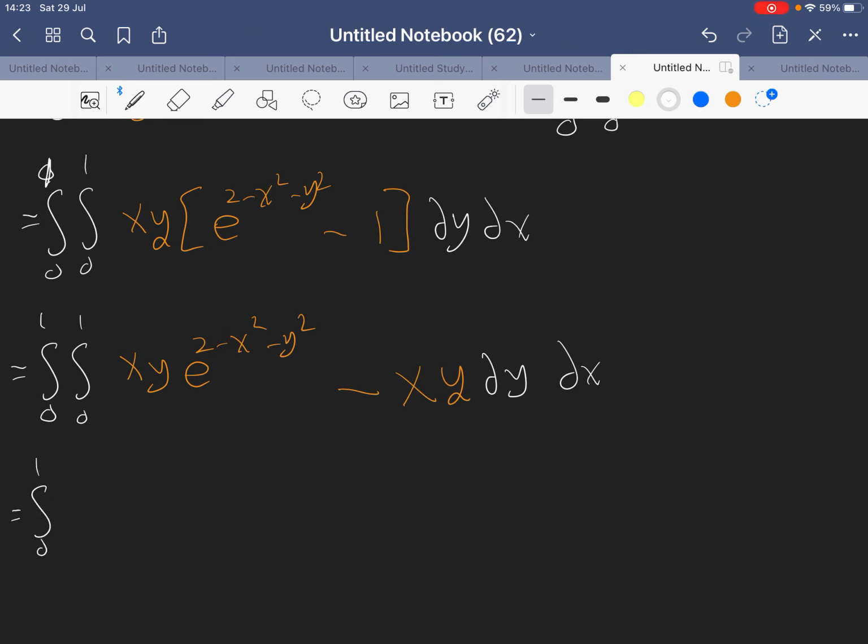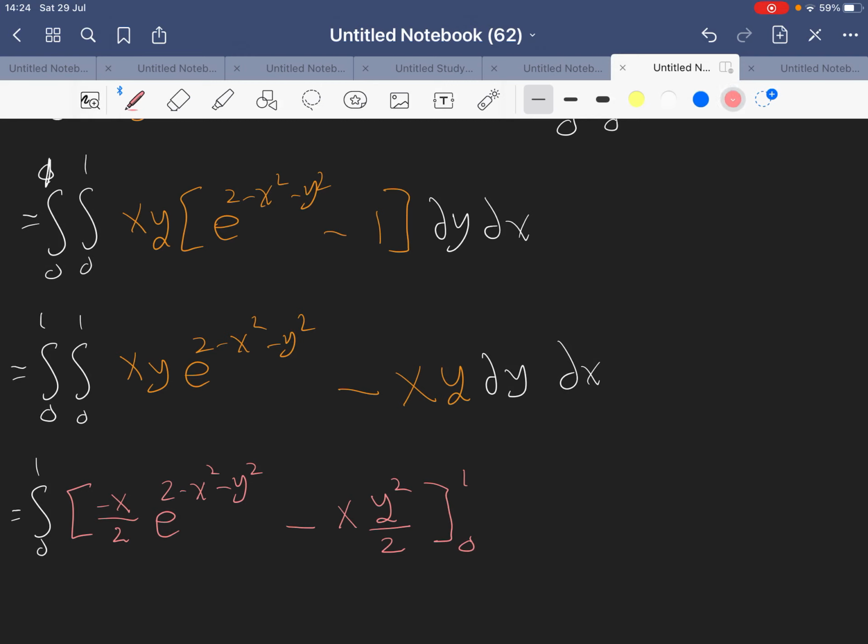We continue with this integration. Now we integrate with respect to y. First thing here we have minus y squared, and the derivative is here. So this will be negative x over 2 e power 2 minus x squared minus y squared. This is the integration. And then we have negative. If we integrate this one, we get x y squared over 2. And this one we have to evaluate from 0 to 1.